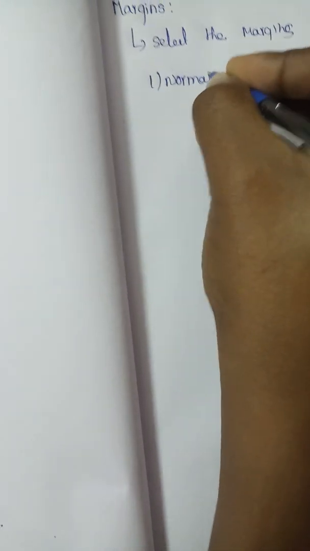There are different types: the first one is normal, the second one is narrow, the third one is moderate, and the fourth one is wide. Here the narrow is the standard format for margins.